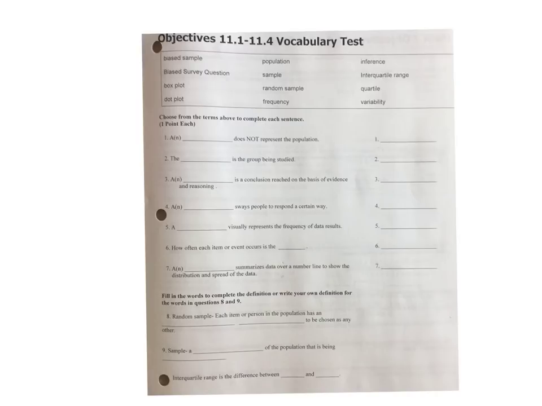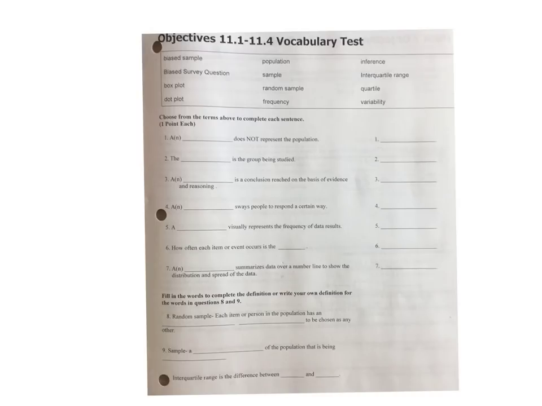The words you can pick from are going to be biased sample, biased survey question, box plot, dot plot, population, sample, random sample, frequency, inference, interquartile range, quartile, and variability.